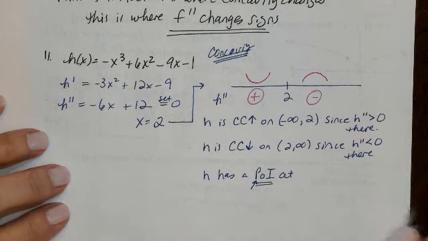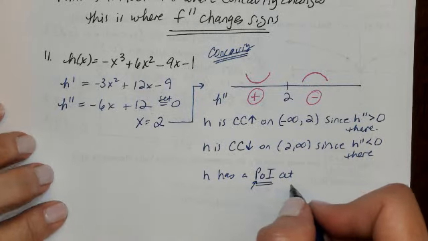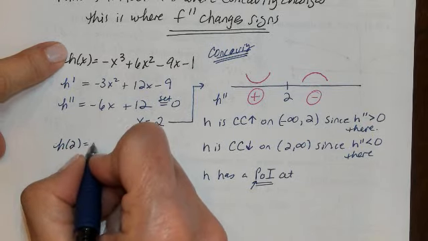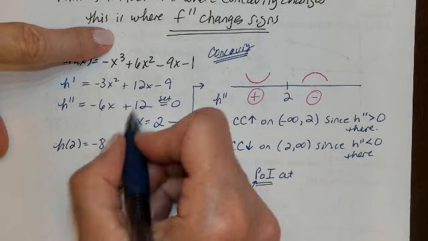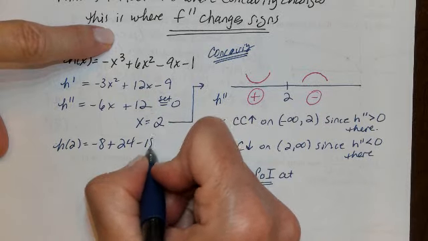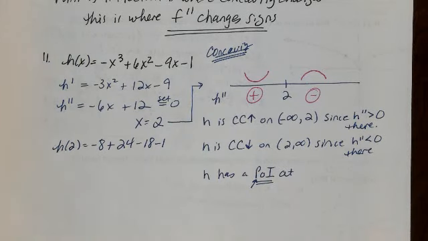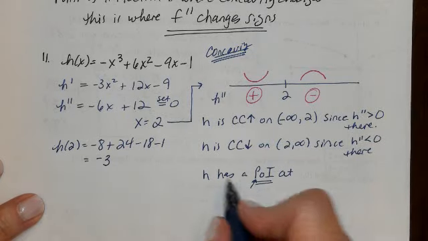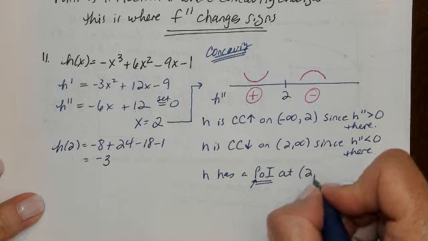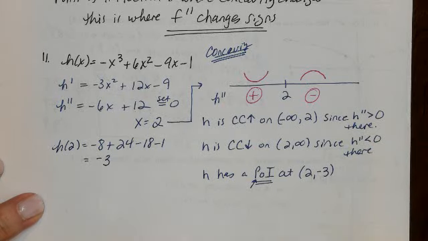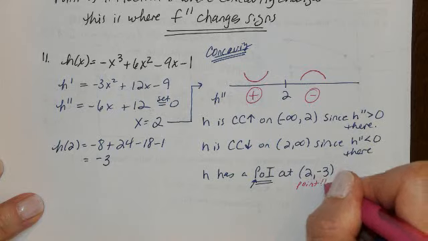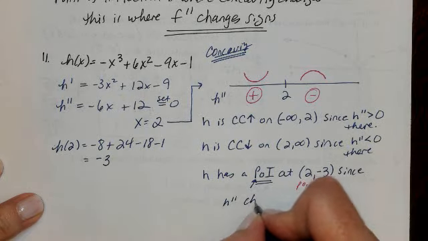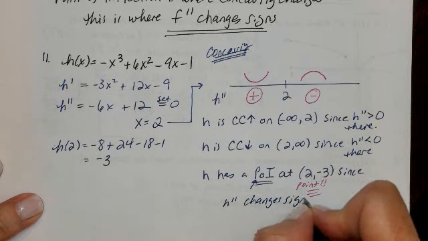So we need to go find the y value because we want the point, right? So we go back up into h. h at 2 is going to be negative 8 plus 6 times 4 minus 9 times 2 minus 1. And when you work this out, we get a negative 3. So h has a point of inflection at 2, negative 3. It's a point, so make it a point, since h double prime changes signs there.